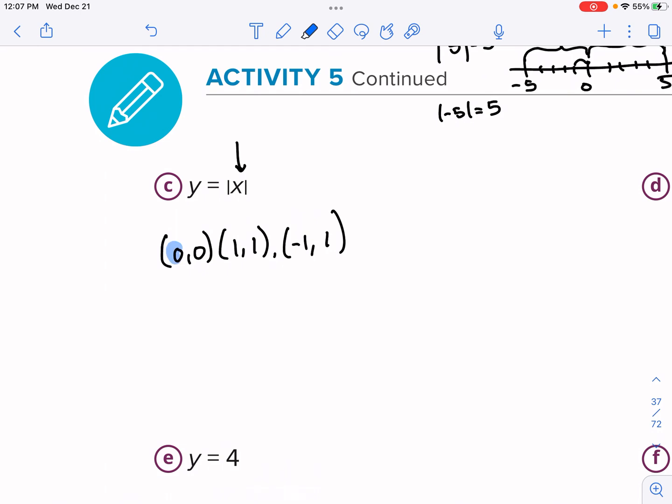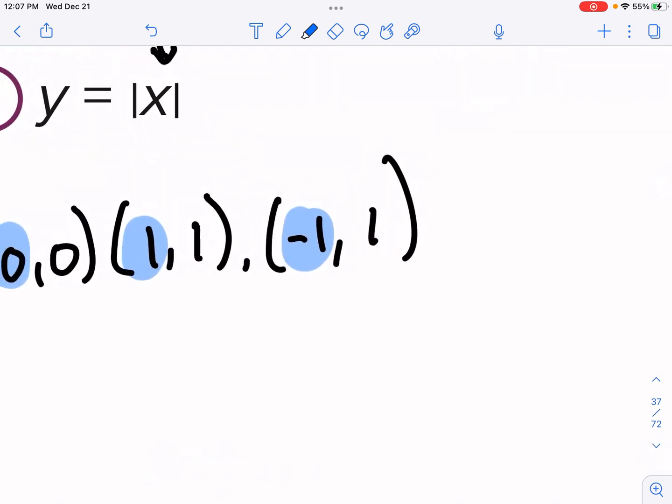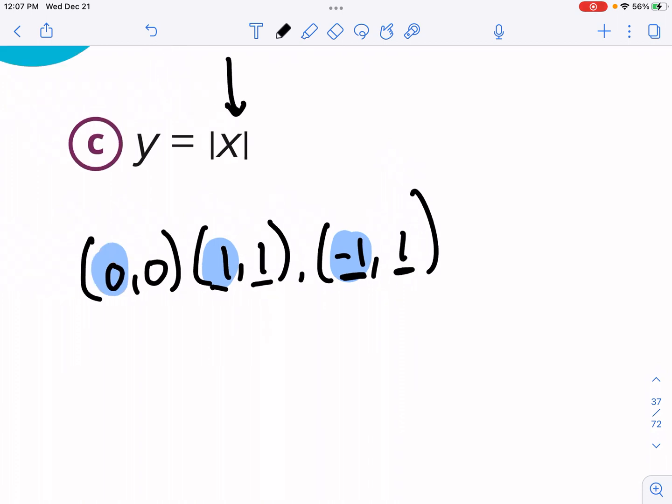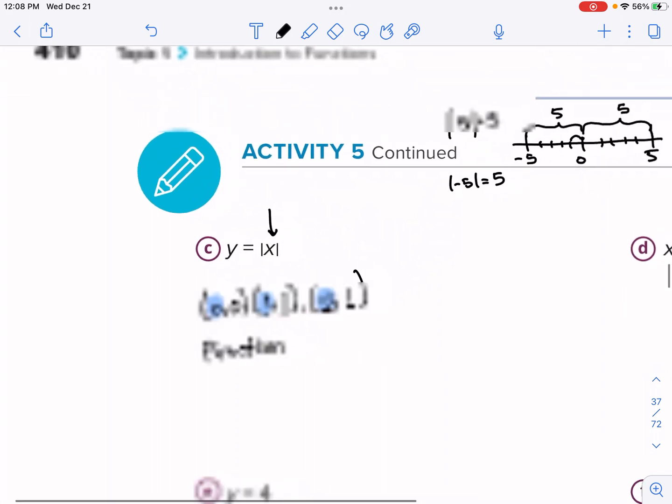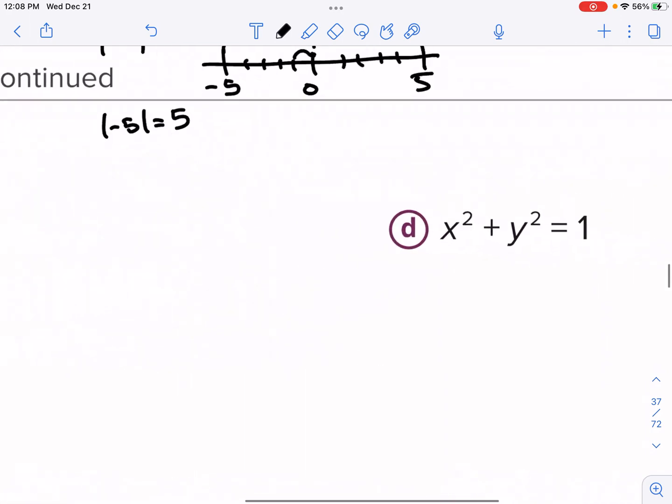So is this a function? Does each input have one output? In this case, yes. Because an input of 1 gives me an output of 1. An input of negative 1 gives me that same exact output, but that's fine if we have the same output. So does every input have one output? Yes, this is a function. Okay.